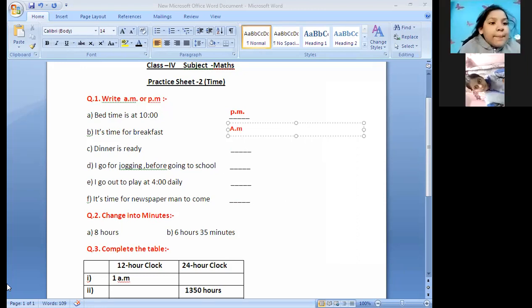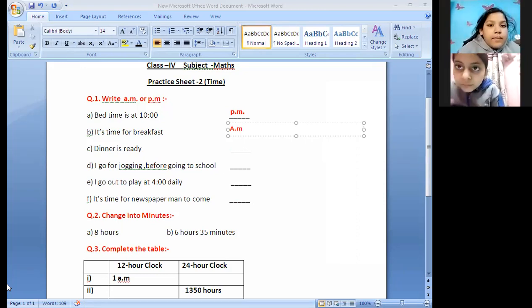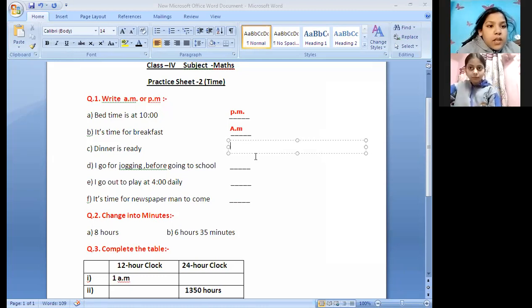Yes, ma'am. Dinner is ready. Means? Ma'am, PM. We have already discussed, yes or no? Dinner means obviously in the evening we are taking it. It means we are going to write down PM. Very good. I hope it is clear.